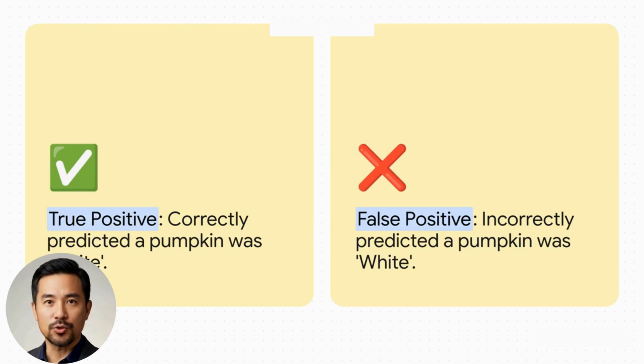Let's start with what happens when our model predicts white. That's our rare or positive class. If the model says a pumpkin is white and it was actually white, that's a perfect match.